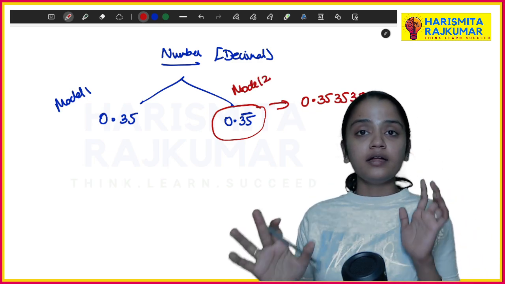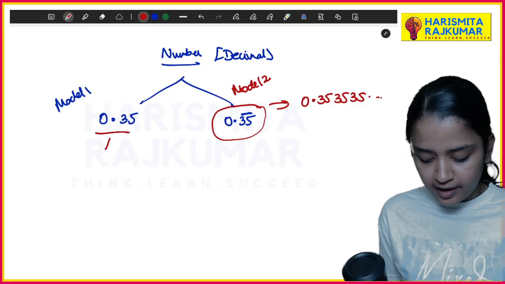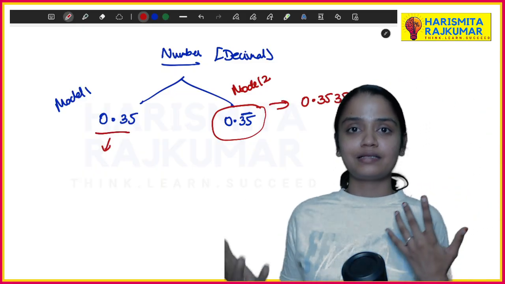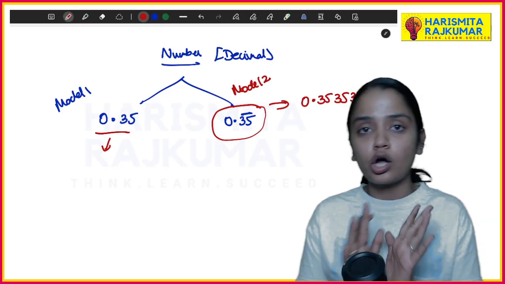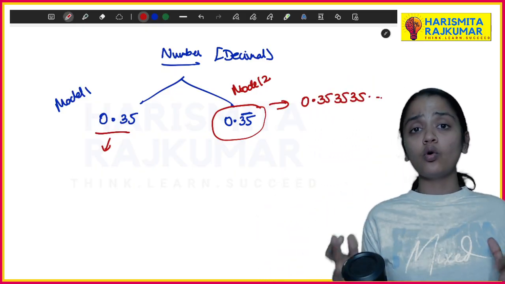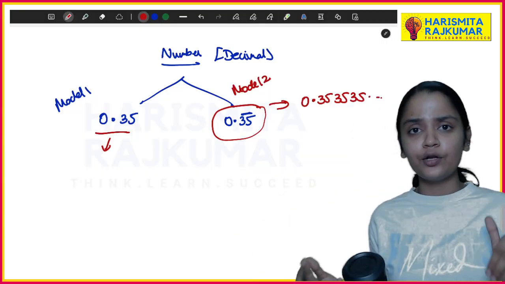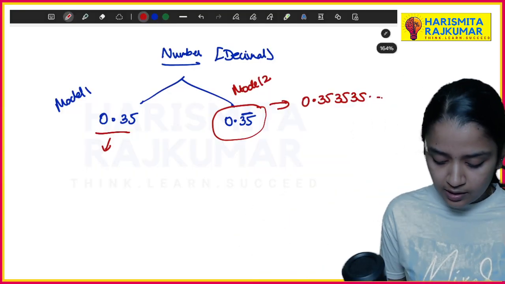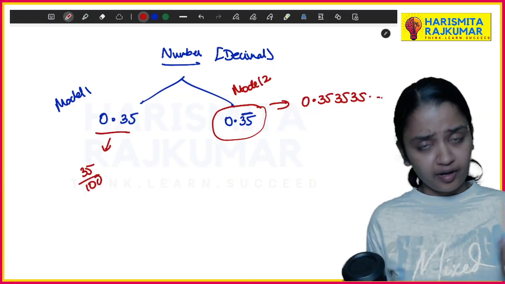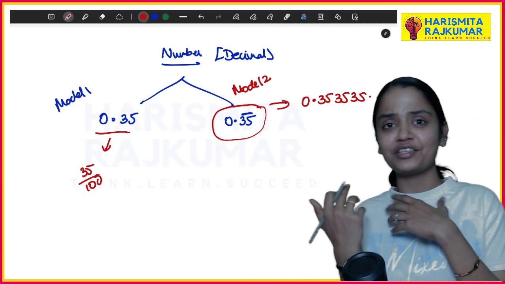Generally you will know model 1. It is really easy, right? We would have studied it in 5th standard, 6th standard. So I'm not going to concentrate on model 1. If you want to know about model 1, just let me know and I'll put it as shorts. This is nothing but 35 by 100. You know it, because you have been studying it since your childhood days.